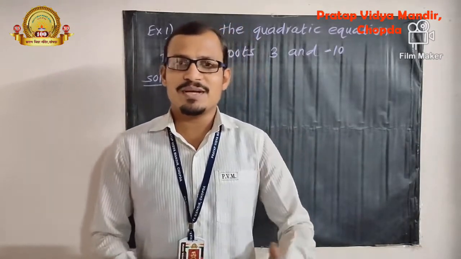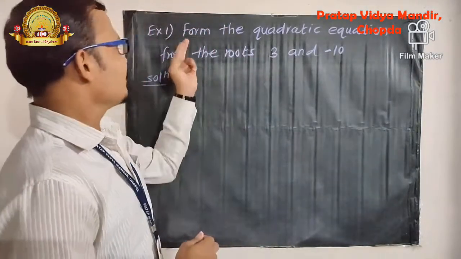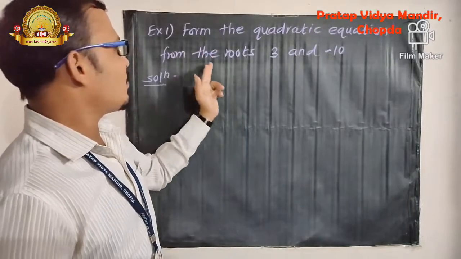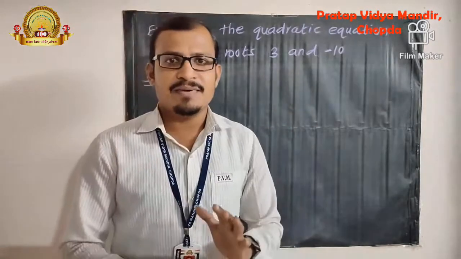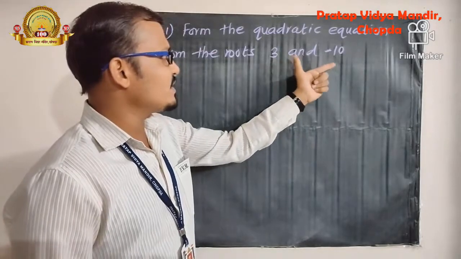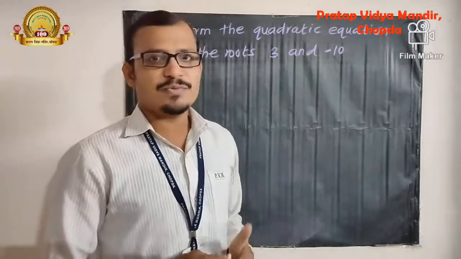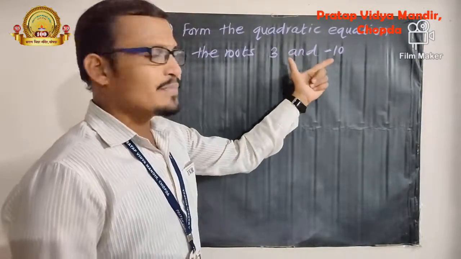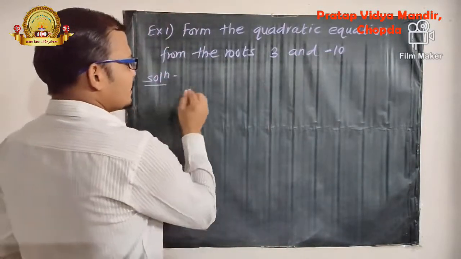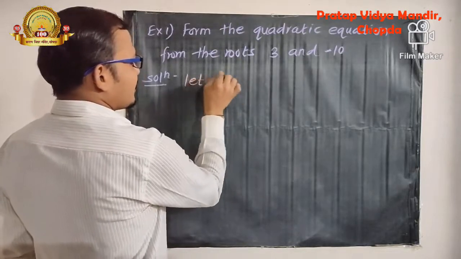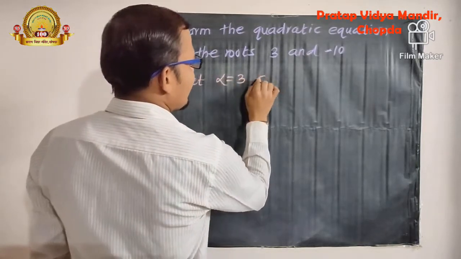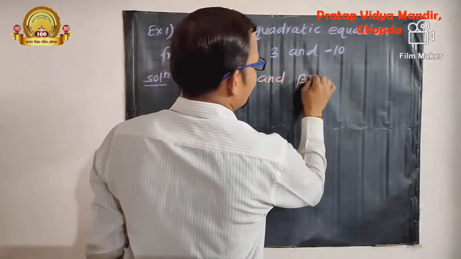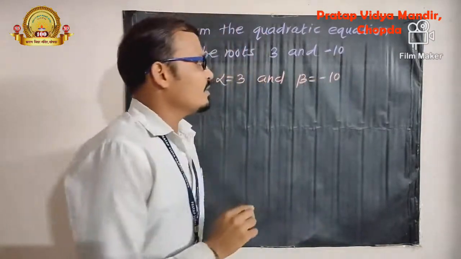Friends, let us find a quadratic equation from given roots, and for that we take one example from our practice set 2.5, and it is the quadratic equation from the roots 3 and minus 10. Friends, here we have given two roots 3 and minus 10, and from these two roots we have to find a quadratic equation. For that, first we have to suppose these two roots be alpha and beta. So let alpha is equal to 3 and beta is equal to minus 10.